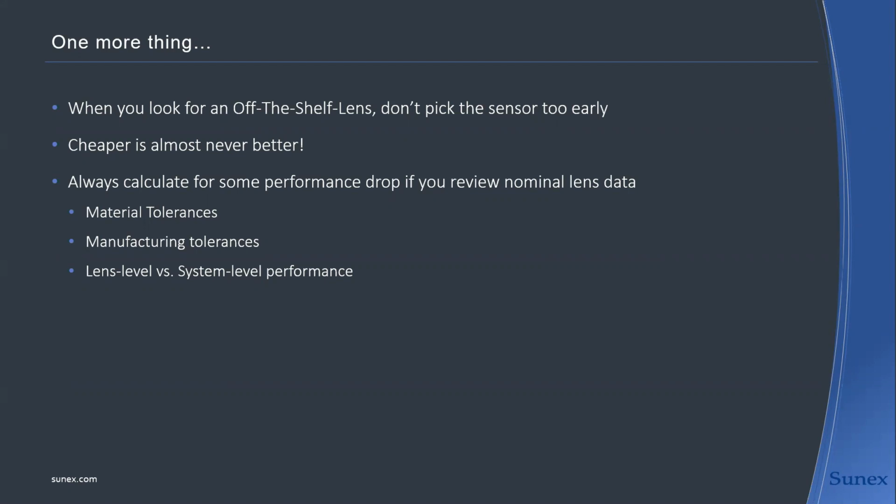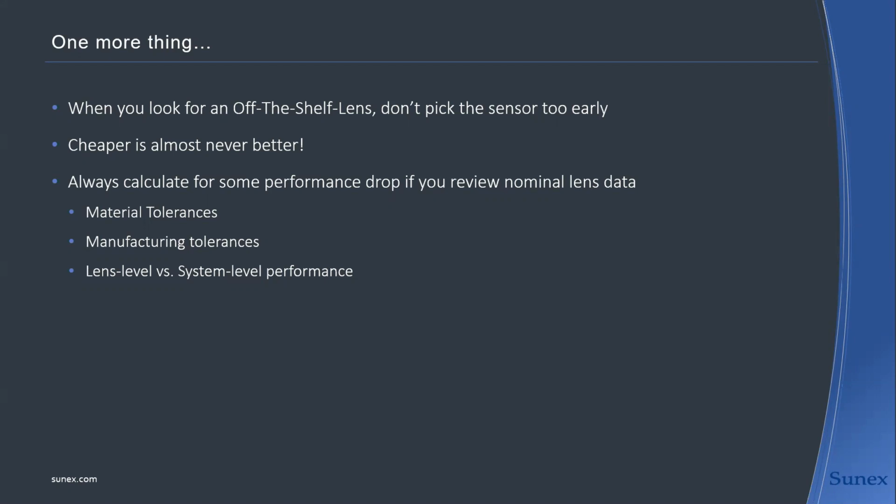It still holds up that typically you get what you pay for. Cheaper is never better. So there is some cost consideration that goes into lens performance and quality that will play a role eventually.